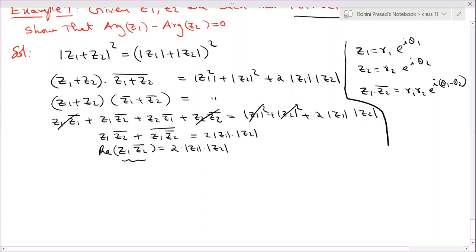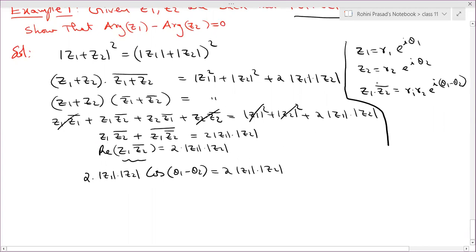So Z1 should be written as R1 e power I theta 1 and Z2 is written as R2 e power I theta 2. Z2 bar will automatically be R2 e power minus I theta 2. When you multiply both of them, you get R1 R2 e power I theta 1 minus theta 2. R1 is basically mod Z1 and R2 is mod Z2. Only the real part is needed, and real part means only the cos part: cos of theta 1 minus theta 2 equal to mod Z1 into mod Z2.